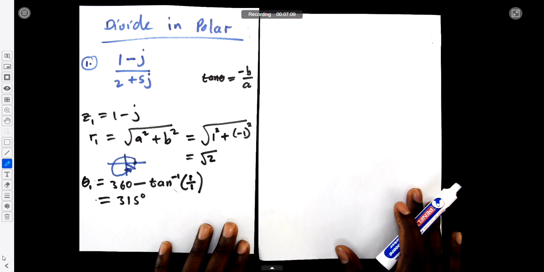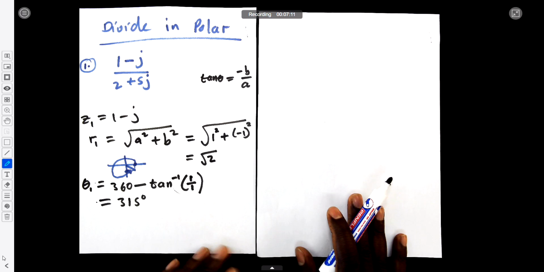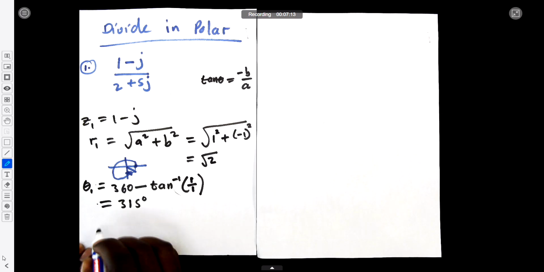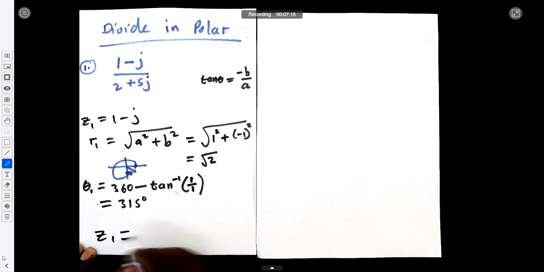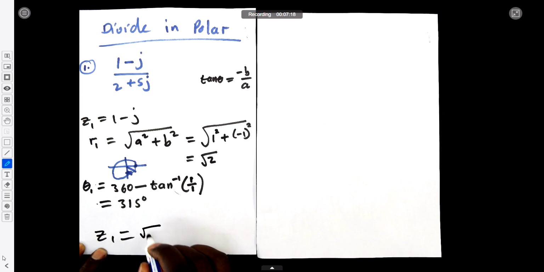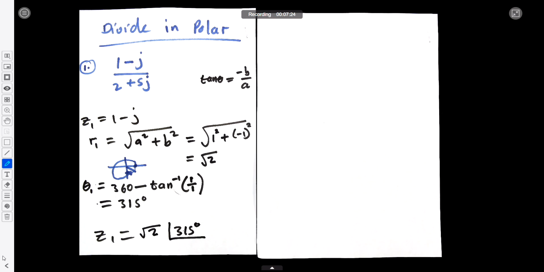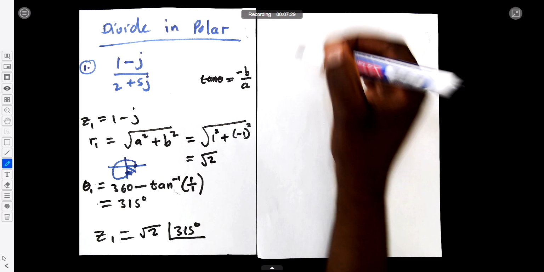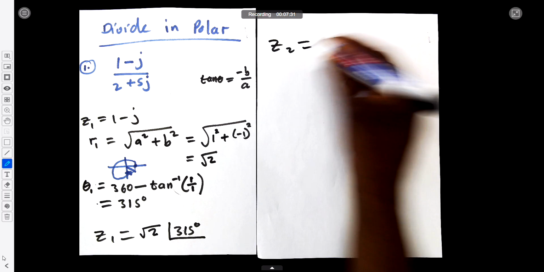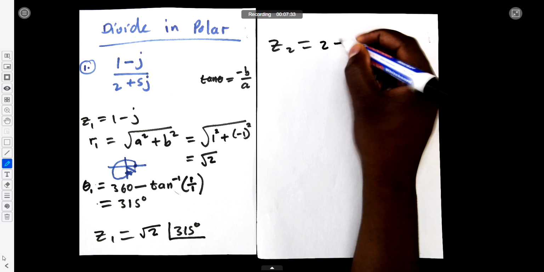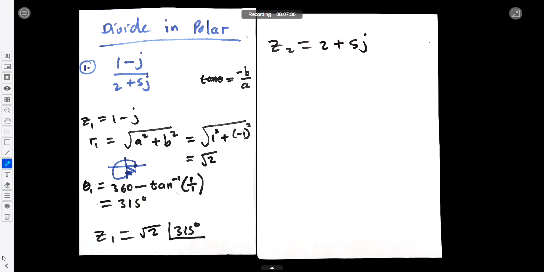Solve the denominator one. So at least in polar form, in fact, let's express it in polar form. Our z1 is equal to r, it is root 2, argument theta there, 315 degrees. So we express it in polar form. So now we need to do that with z2. Z2 is equal to 2 plus 5j. We need to convert to polar form before we divide.